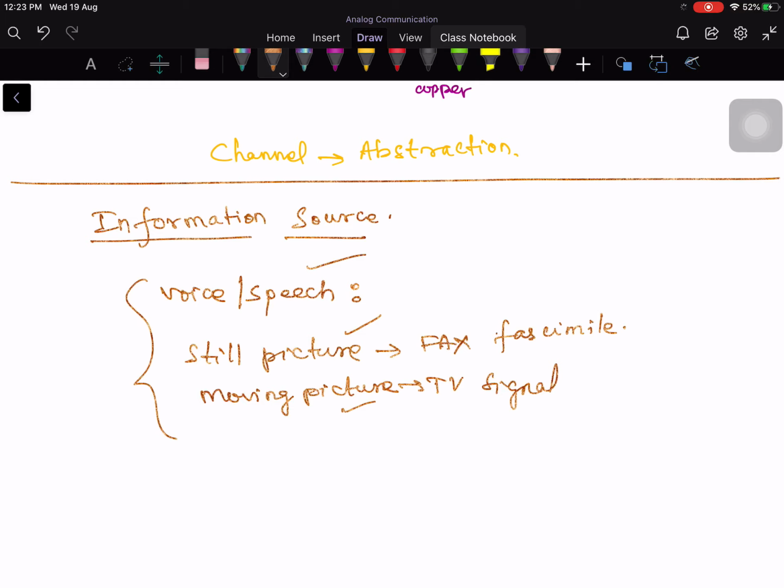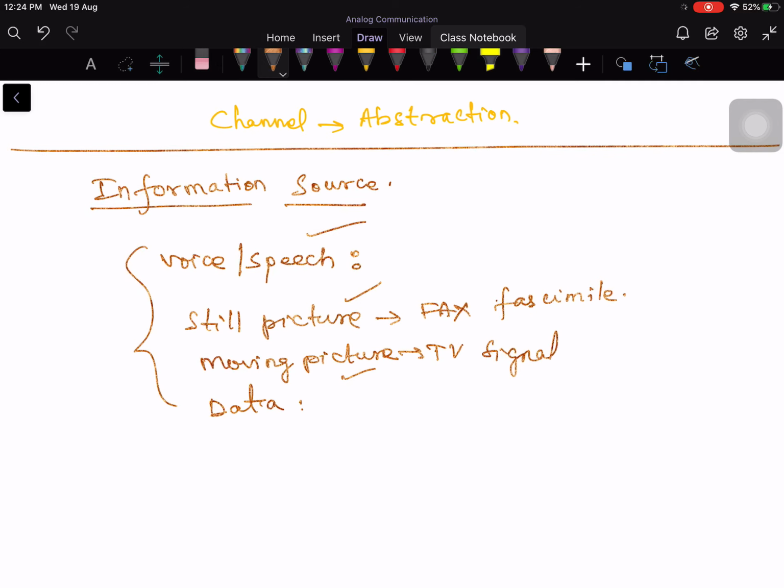But more or less it captures the essence of various types of information that we use in our day-to-day life activity. So one more information source is data, like from and to computers, from one computer to another computer. For example, the data that I'm talking about here may not be from your computer. It may be the data that you are measuring by using telemetry instruments.